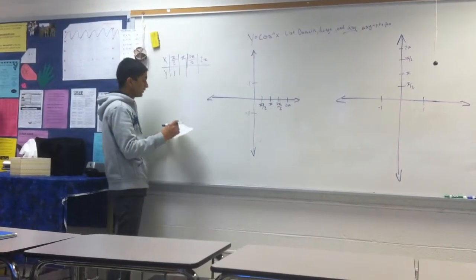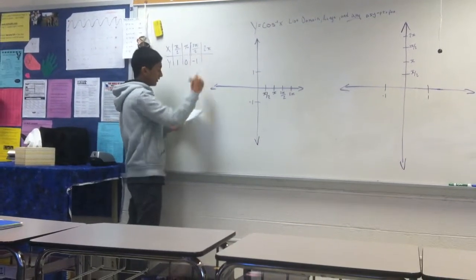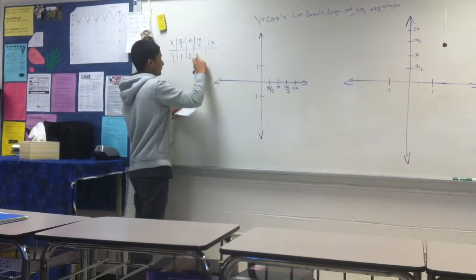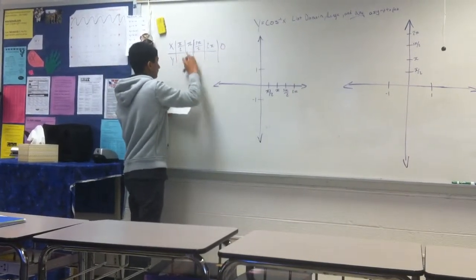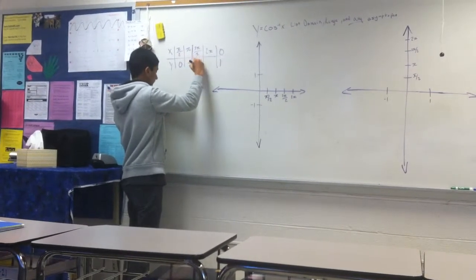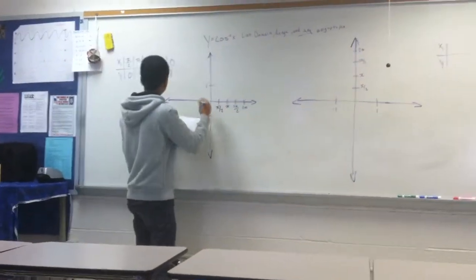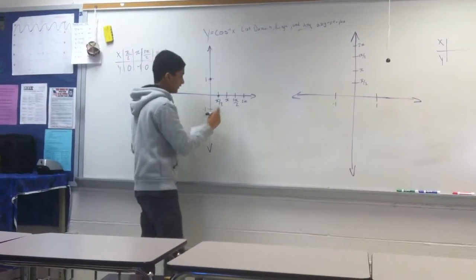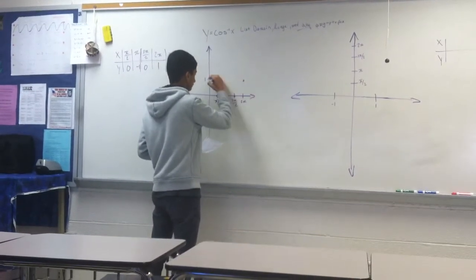cosine of pi over 2 is 0, cosine of pi is negative 1, cosine of 3 pi over 2 is 0, and cosine of 2 pi is 1. I forgot to put 0, cosine of 0 is 1. There. And then you'd graph that. So you'd start at 0 and 1, then go to pi over 2 at 0, then pi at negative 1. Then here, and then here.